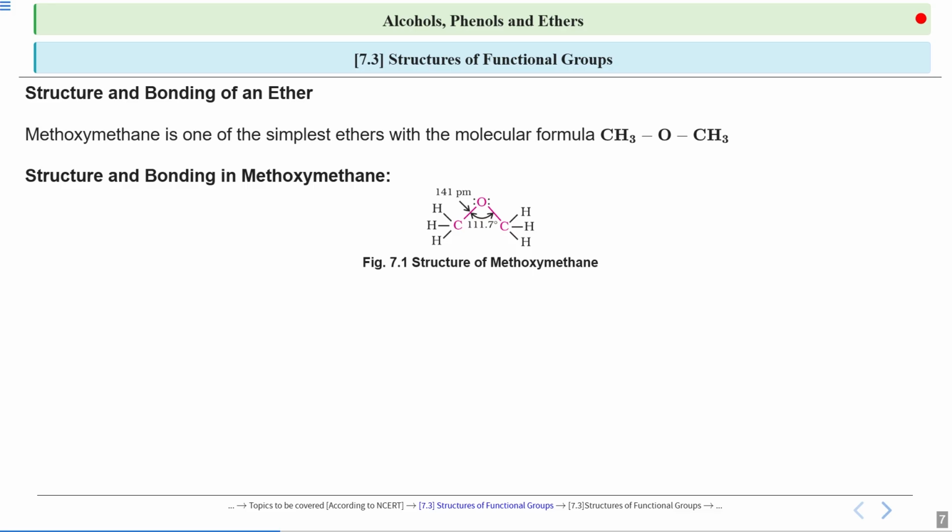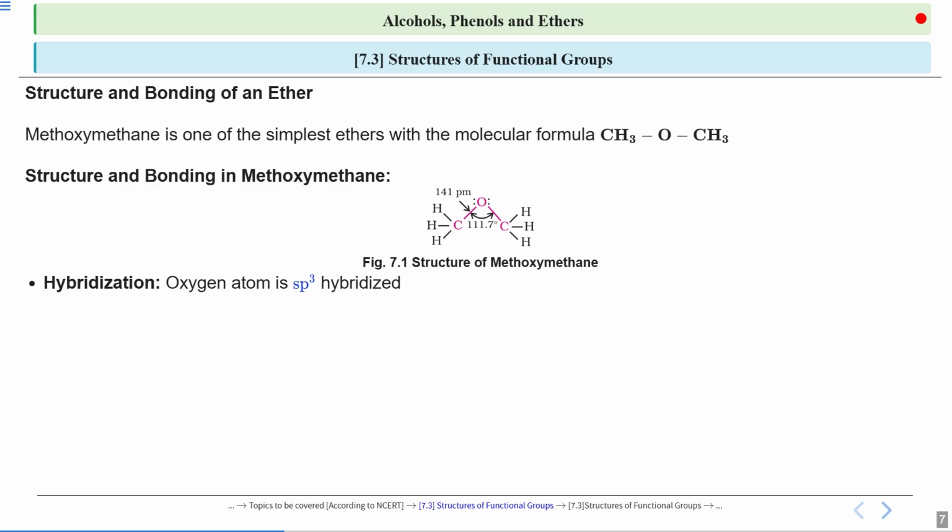Now we will talk about the structure and bonding in methoxymethane particularly. So this is the structure of methoxymethane, CH3OCH3. The bond angle is given between COC. The bond angle of COC is 111.7 degrees, and the CO bond length is also given, which is 141 picometers. If we talk about the hybridization in methoxymethane, the oxygen atom is sp3 hybridized, and sp3 hybridized means it is arranged kind of tetrahedrally.